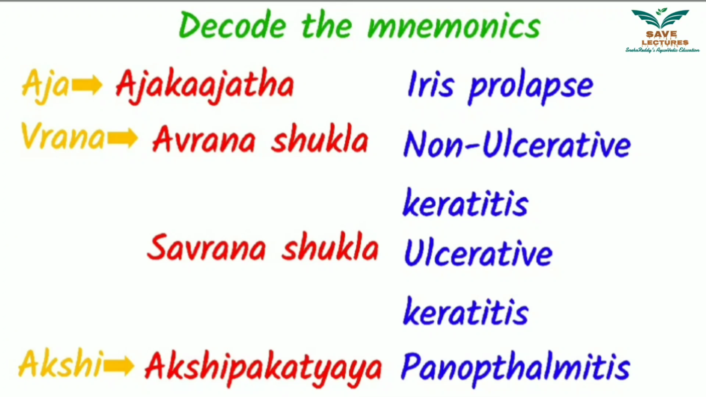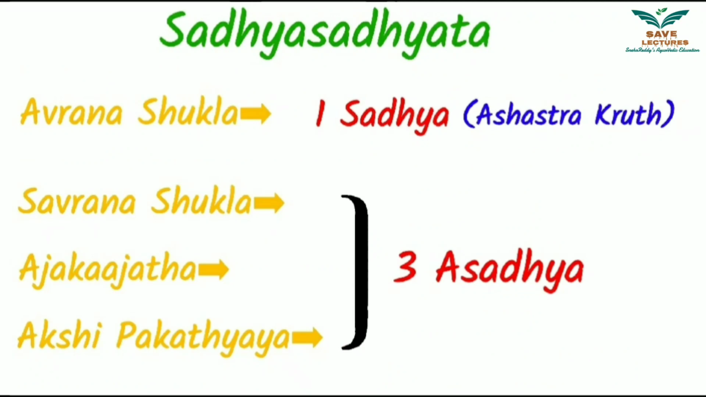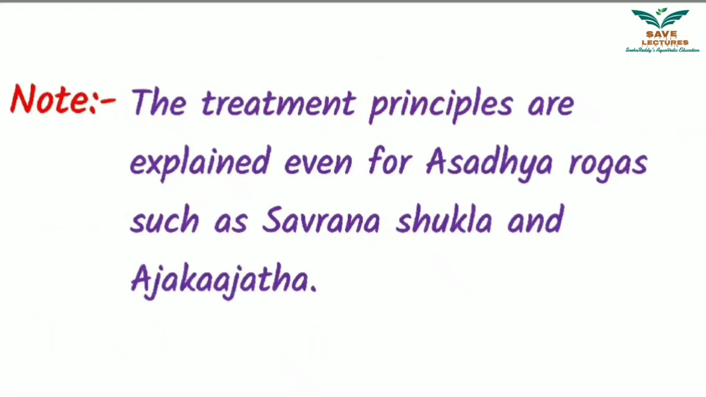Akshi denotes Akshipakatyay and its modern correlation is panophthalmitis. Let us look at the Sadhya Sadhyata of these 4 Krishnagatha Netra Rogas. Among 4, only Avrana Shukla is Sadhya and it is Ashastrakrut. That means treatment is carried out without any Shastrakarma and remaining 3 are Asadhya.